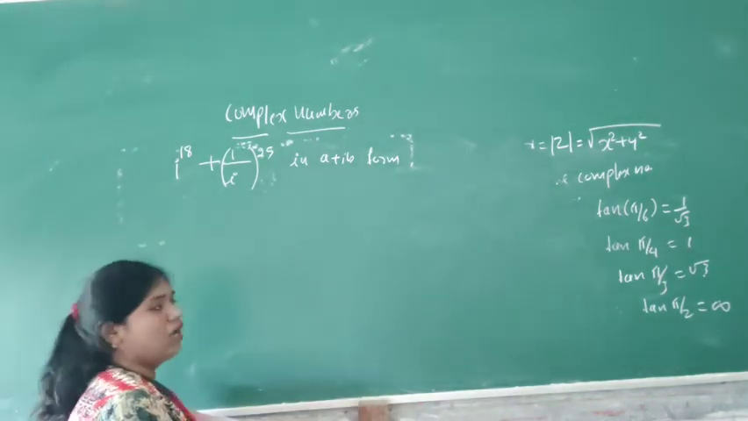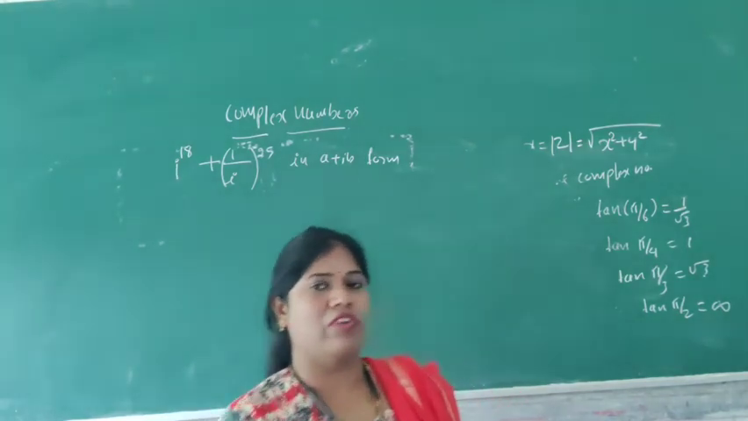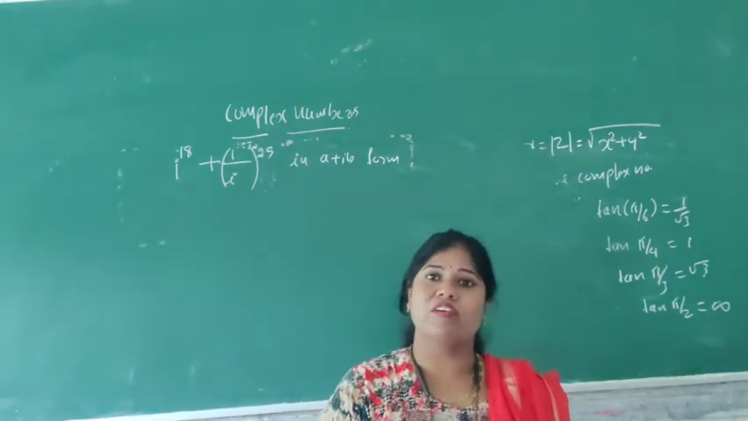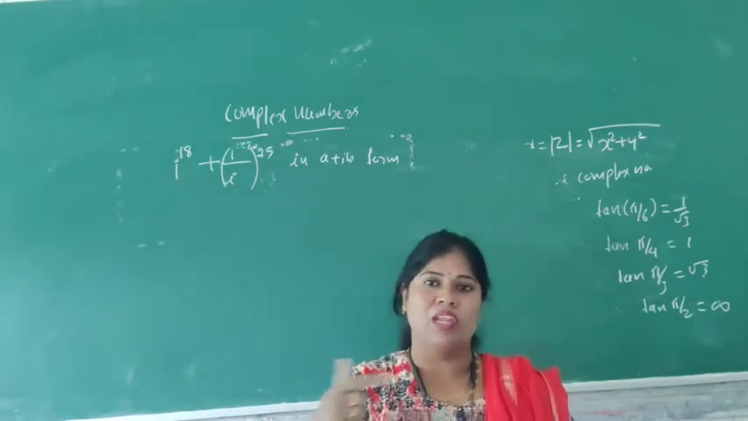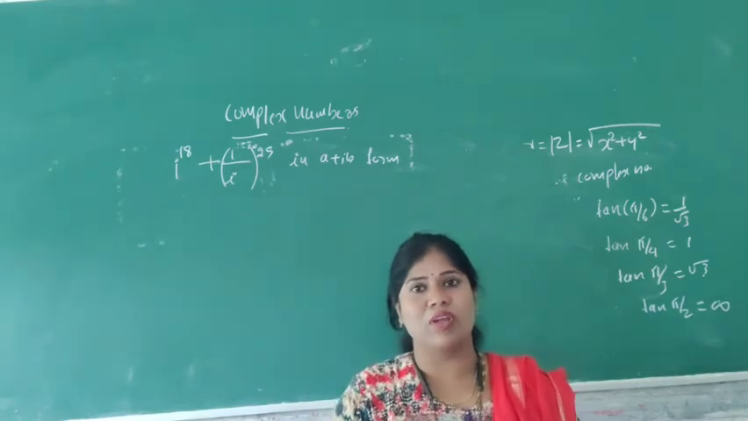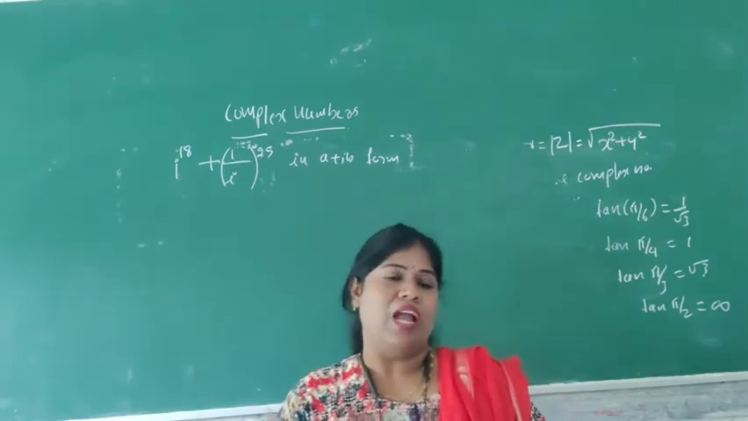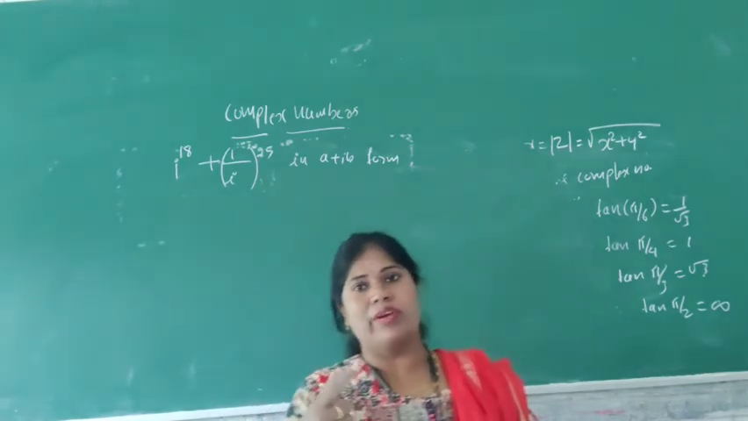So, we know the integral powers of i, right? We know the integral powers of i. i is equal to square root of minus 1. i square is equal to minus 1. If you know these two, the i square value and this i, it is very easy to find out the other values. What is i cube?